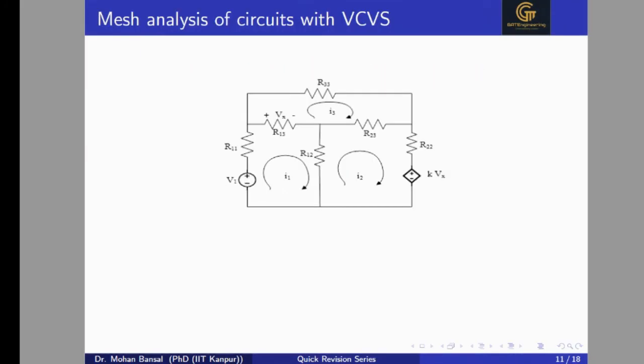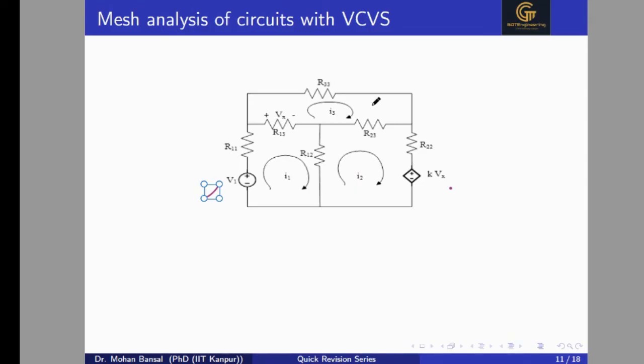Now we'll see another example with the help of a voltage controlled voltage source. In all these examples, we are assuming that we know the values of V1, V2, the voltages, and the resistance values. We don't know the value of the current. We know R11, R12, R13, R23, R22, and R31, all the resistance and voltage values. But we don't know what the current is.